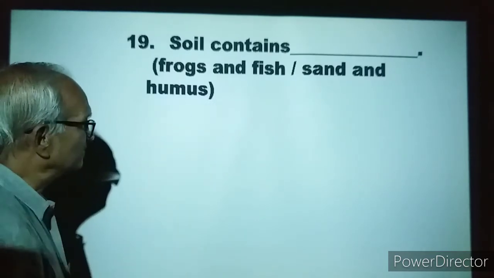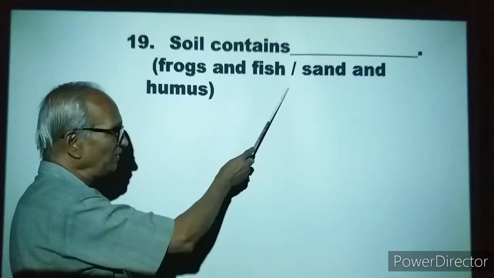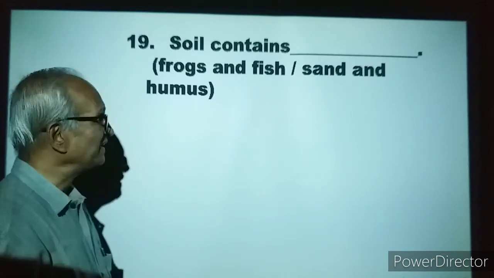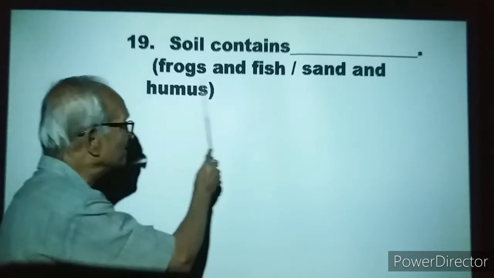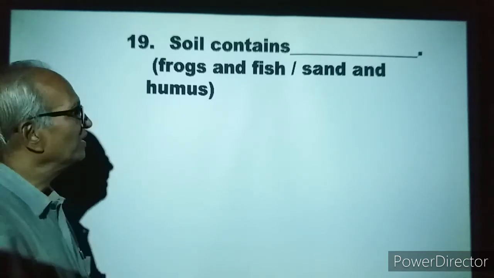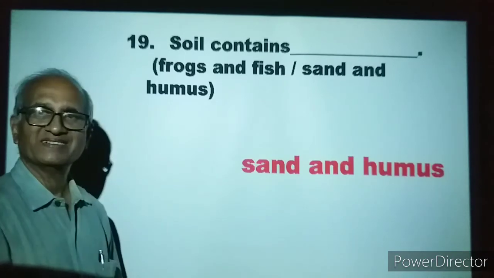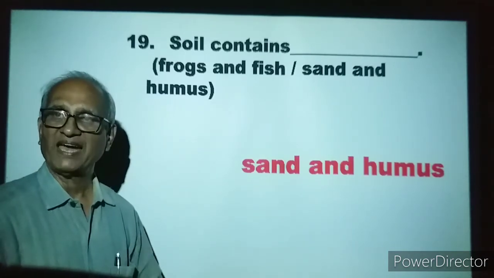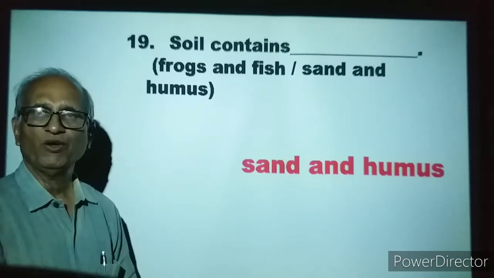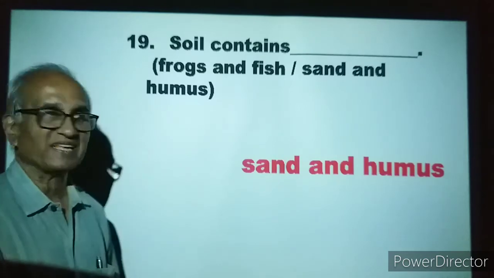Soil contains frogs and fish or sand and humus. What is it soil contains? The first pair or the second pair? Certainly the answer is sand and humus. We rightly said sand and humus when mixed together make a beautiful medium for growing plants. Sand and humus is the answer.